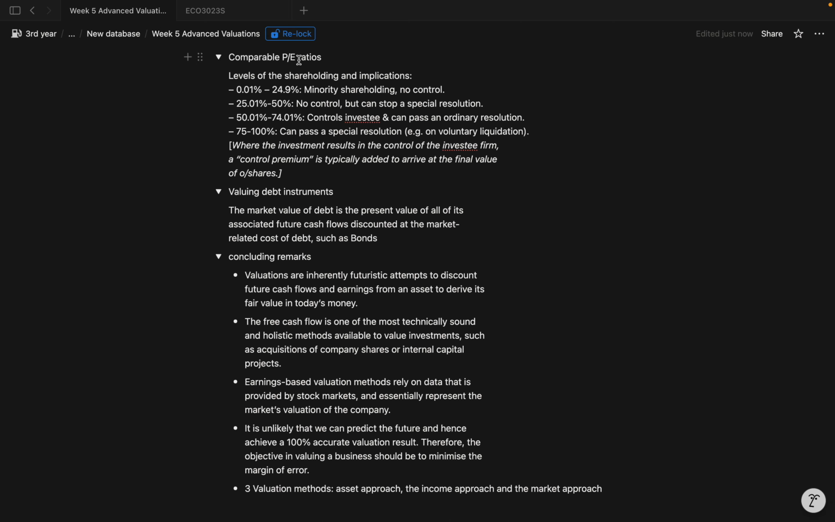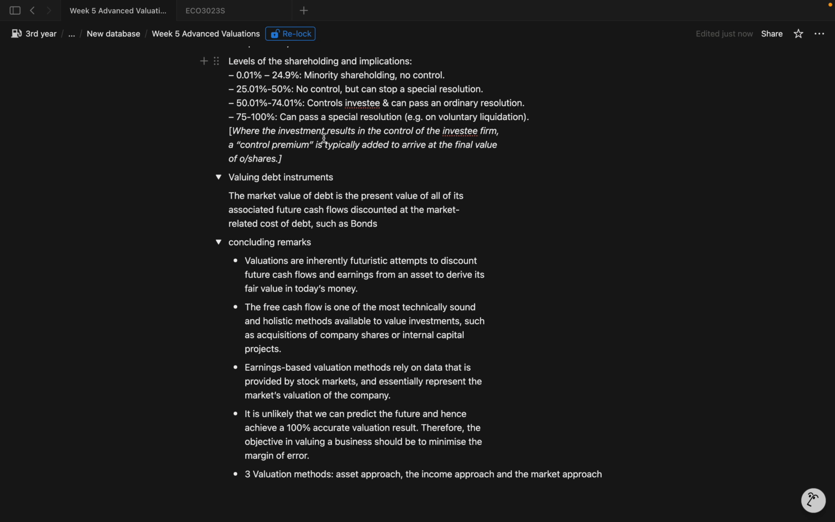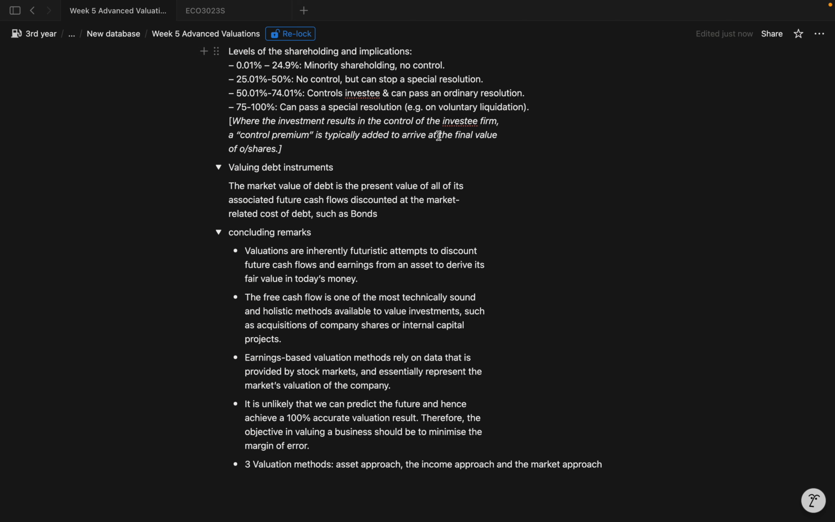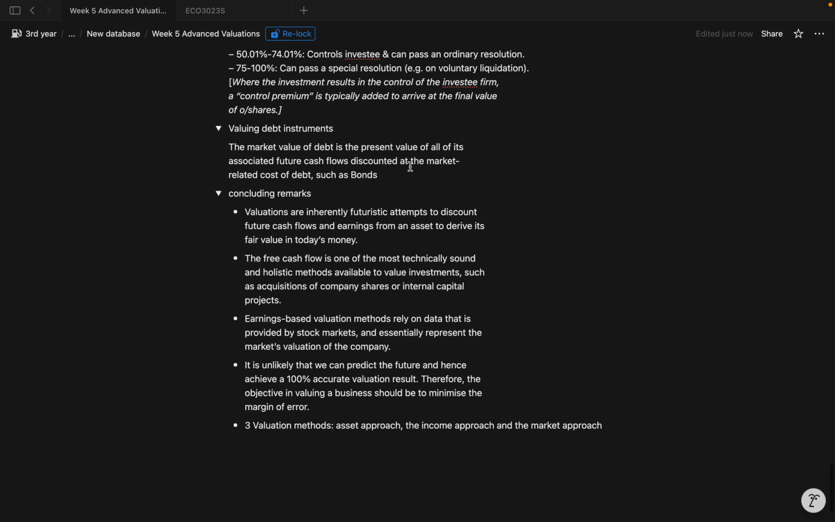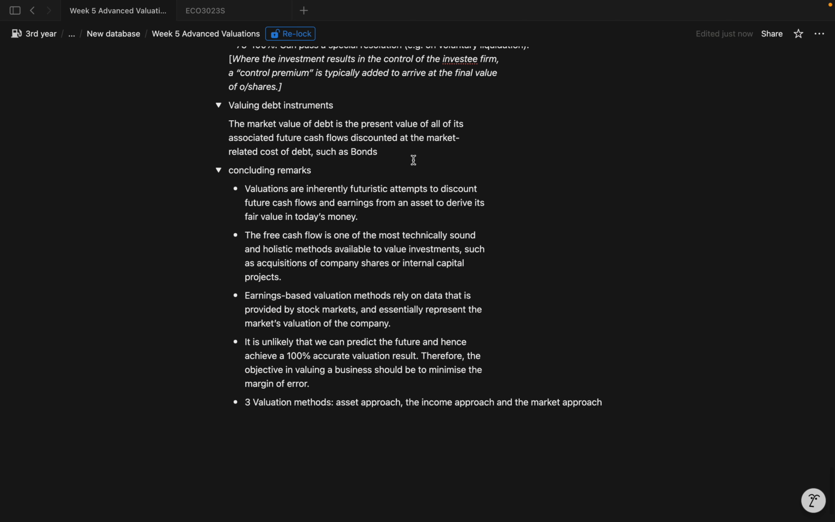So, comparable PE ratios, levels of shareholding and implications. From 0.01 to 24.9%, you have a minority shareholding with no control. From 25.01 to 50%, no control, but you can stop a special resolution. From 50 to 74.99%, you control investment and you can pass an ordinary resolution. And from 75 to 100%, you can pass a special resolution. That would be something like issuing new shares or voluntary liquidation. For those of you who have done company law, you should know these things.